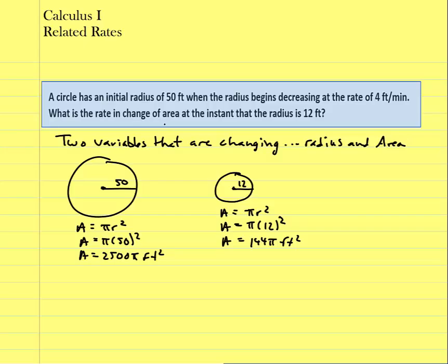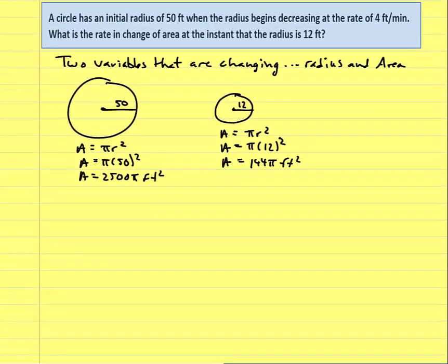So we have to keep track of two things, and they're both changing with respect to time. So time is changing as well, that's our variable of interest. Now it says, what is the rate of change of area at the instant the radius is 12 feet? This is just telling me my area. It's not telling me the rate of change of my area. So the larger circle and the smaller one are just showing me how area is affected by the radius. So let's go ahead and start setting up the actual question.